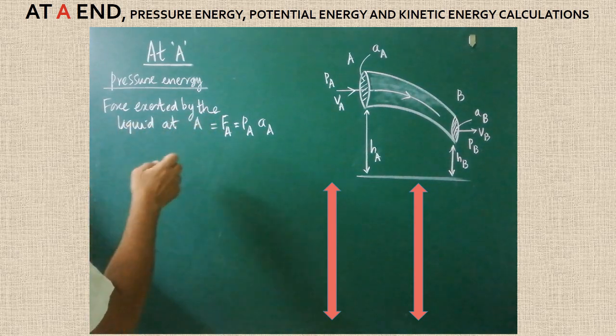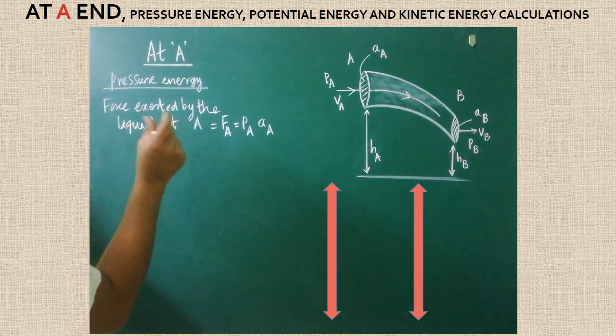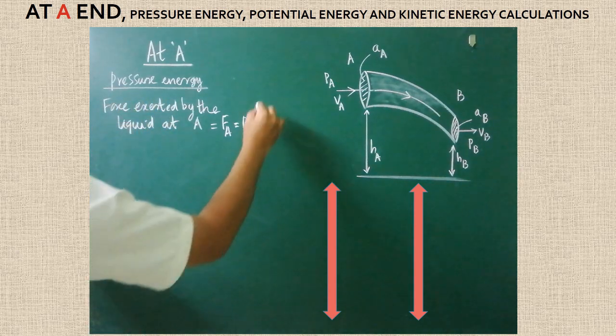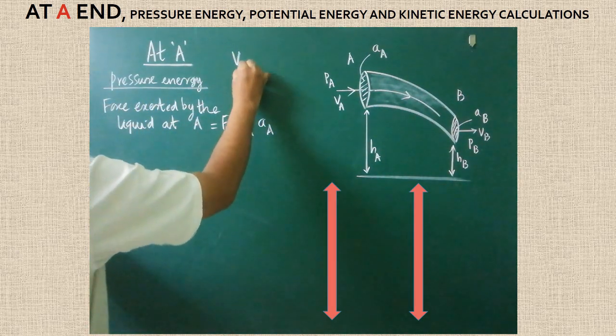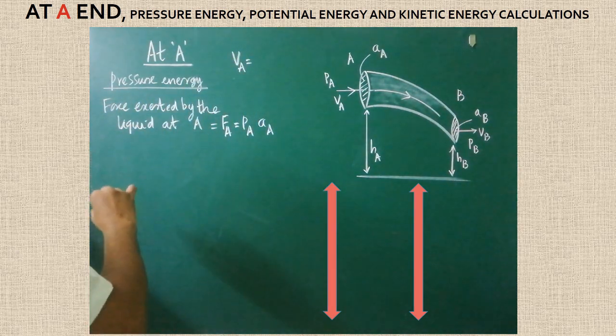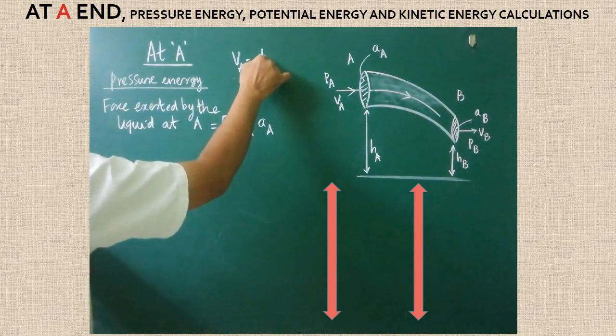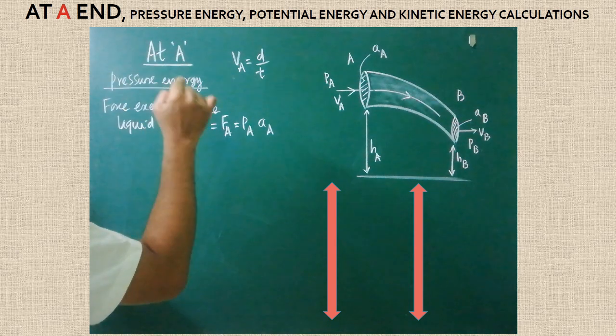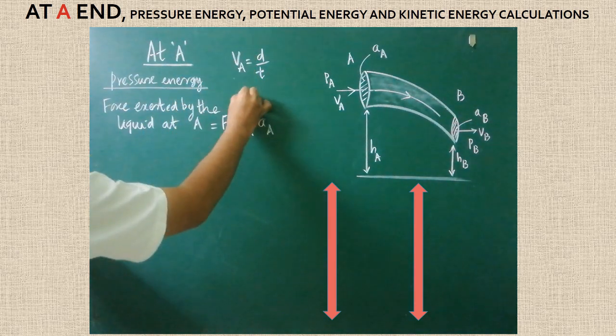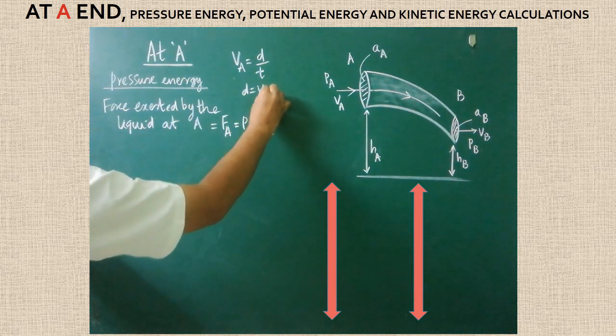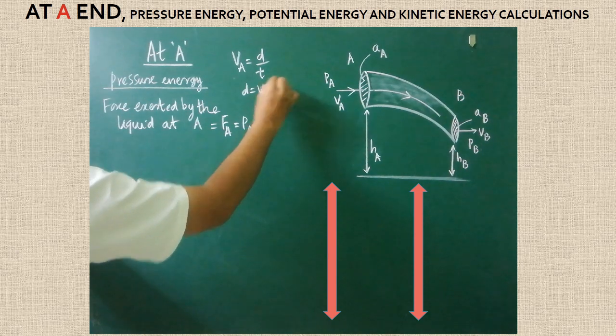Now we have to calculate the distance travelled by the liquid in time T. Are you clear? For that, we need the formula: velocity at A, VA, is equal to the distance travelled by the liquid in time T divided by T. So how to calculate the distance? D is equal to VA into T, that is the formula.